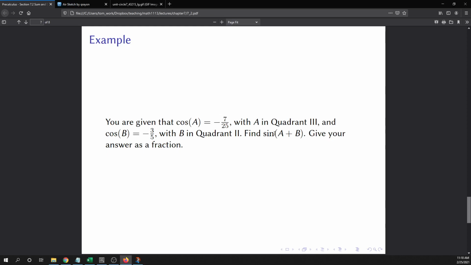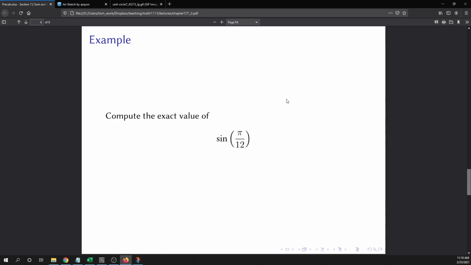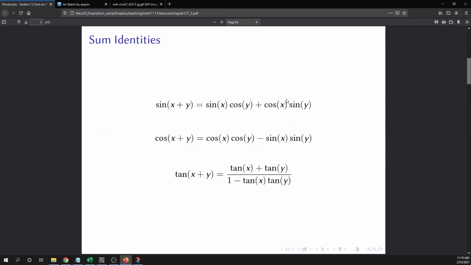So we know that we want to find the sine of A plus B here, right? So that's pretty much a giveaway that you want to use the sum identity for sine. So this identity here, with A playing the role of X and B playing the role of Y. So you can see over on the right-hand side, there are some things that we need to know. We would need to know what the sine of A is, what the sine of B is, what the cosine of A is, and the cosine of B. So we would need to know all four of those things.